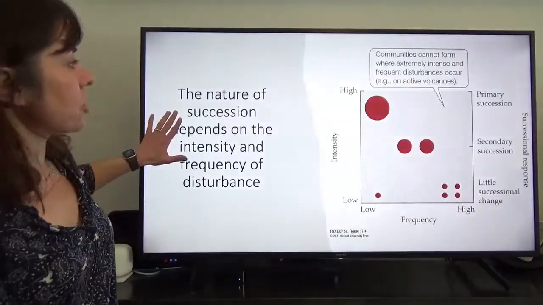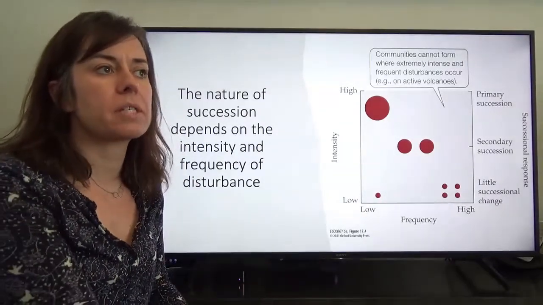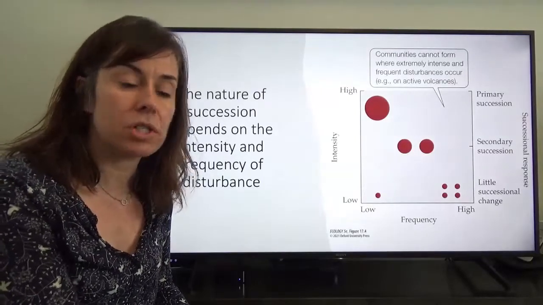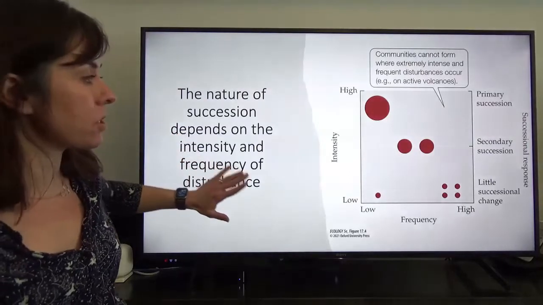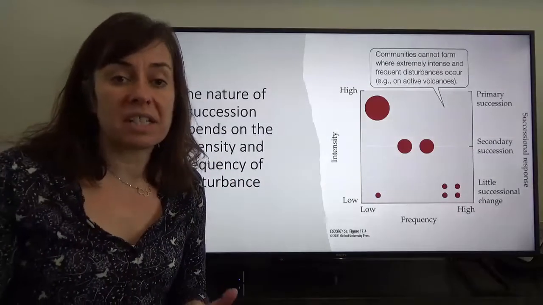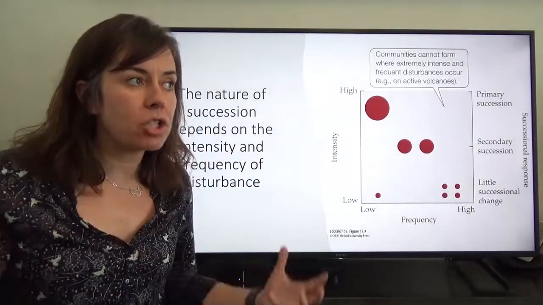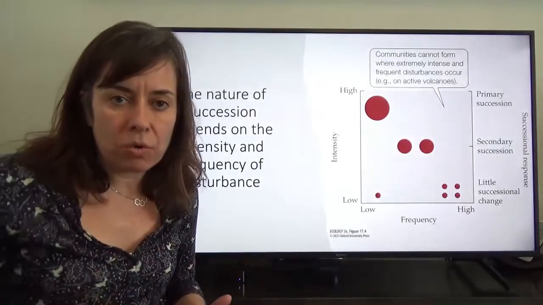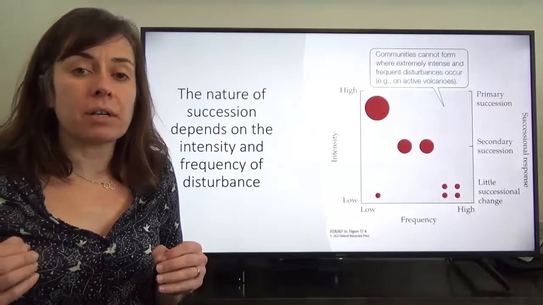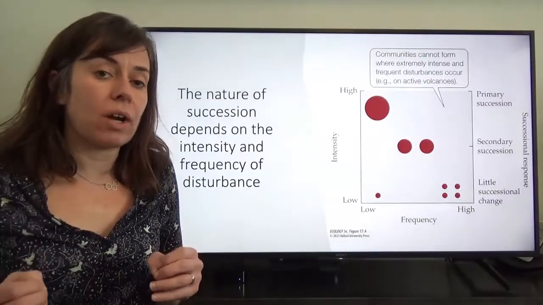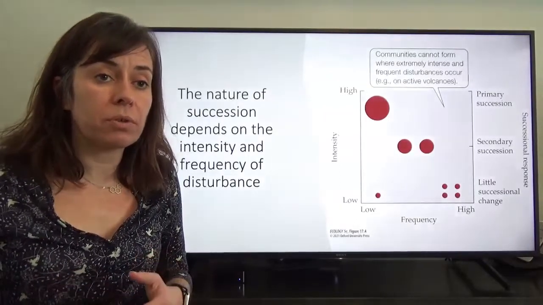And when we think about succession, not all succession is the same. Not all successional processes are the same, because not all disturbances are the same, as we just heard about. So the nature of succession depends on the intensity and frequency of disturbance. The intensity is really how severe that disturbance is, how much of the system is wiped out by the disturbance. On the one end, we can think of a very mild drought where some really drought sensitive species may be killed or their growth may be reduced.